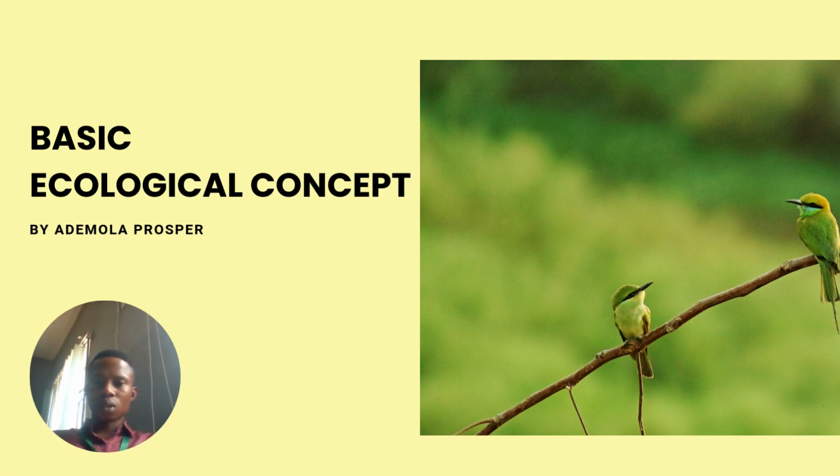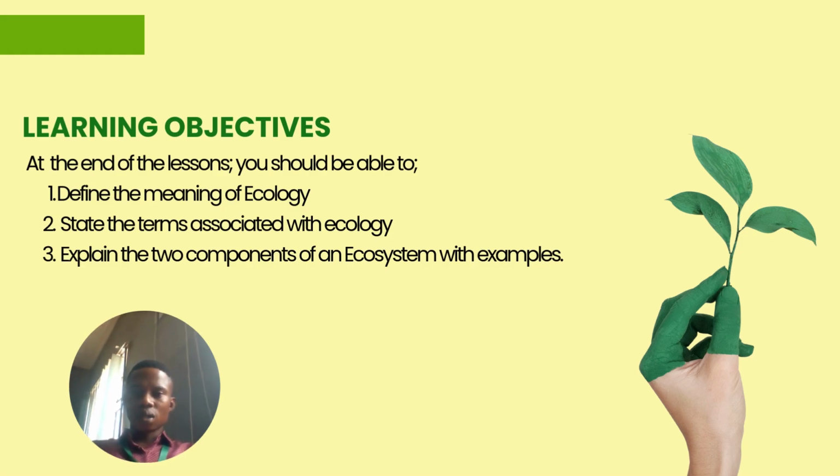Before we delve into the topic mainly, let's look at the learning objectives. At the end of the lesson, you should be able to: 1. Define the meaning of ecology. 2. State the terms associated with ecology. 3. Explain the two components of an ecosystem with examples.